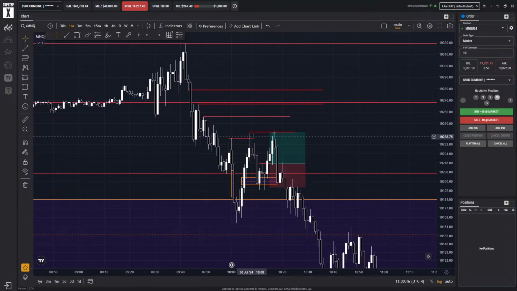IFVG, fair value gap. No break until you enter. And that's literally all there is, guys. So once again, how could we have done better? Should have just targeted that 1 minute high, taken whatever that got me, and call it a day.